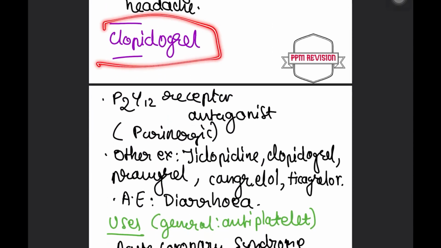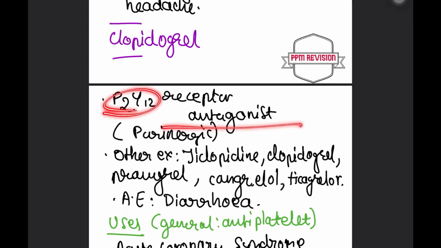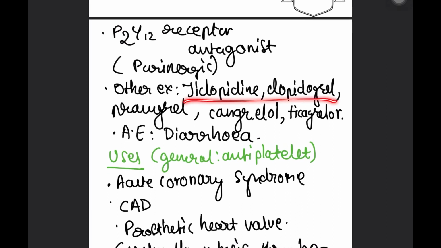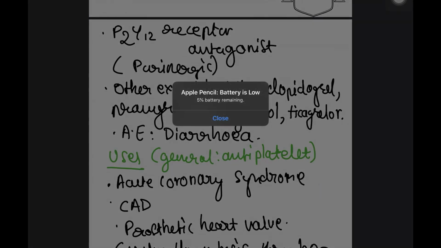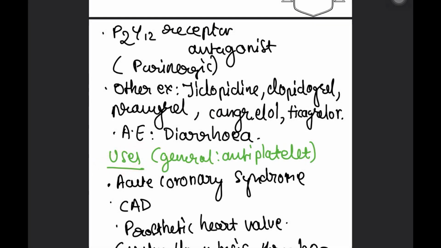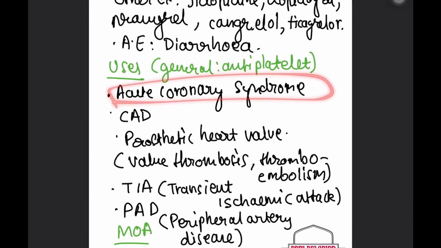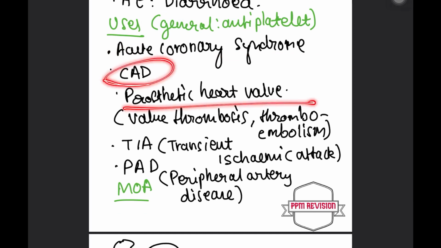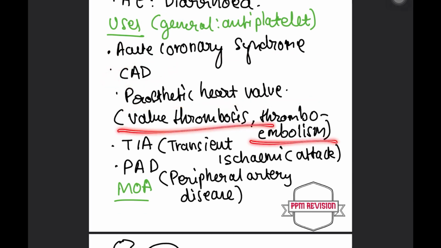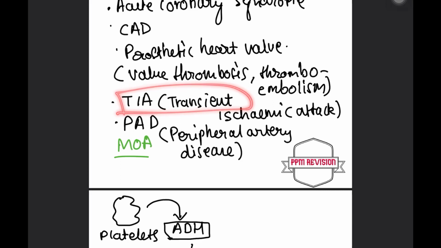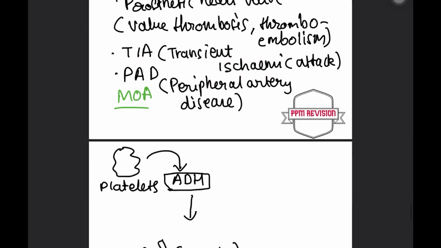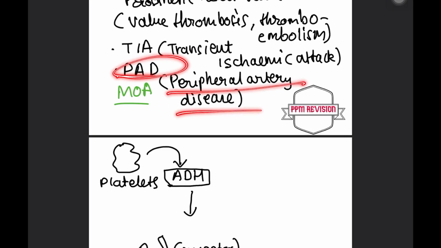Then moving on to clopidogrel. Clopidogrel is a P2Y receptor antagonist, and other examples include ticlopidine, prasugrel, cangrelor, ticagrelor. Moving on to uses, you have general antiplatelet uses: acute coronary syndrome, CAD, prosthetic heart valve thrombosis, thromboembolism, and also TIA, that is transient ischemic attack, and PAD, that's peripheral artery disease.